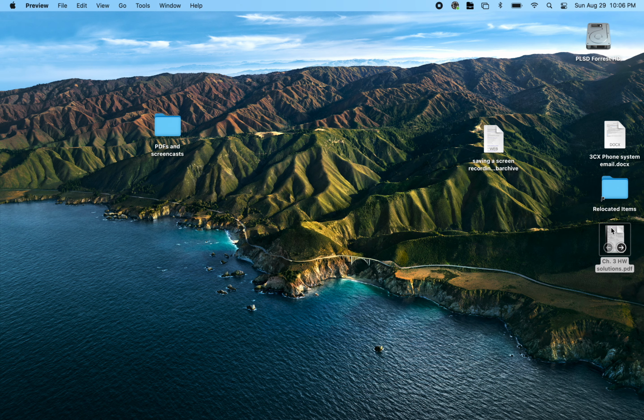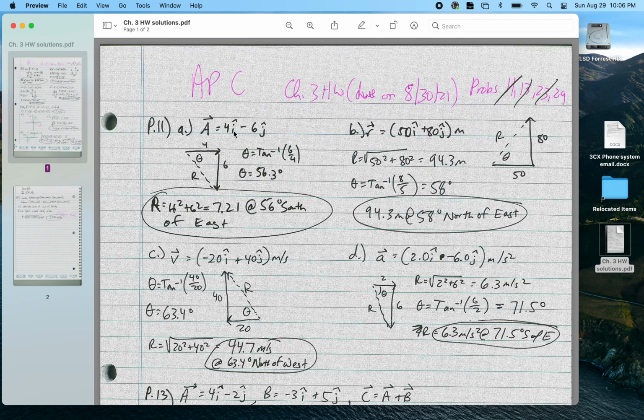So we're going to take a look at the solutions to the Chapter 3 homework problems, which are very brief. They're just vector problems. So for problem 11, it gave you a unit vector. I asked you to find the resultant magnitude and direction with respect to axes.